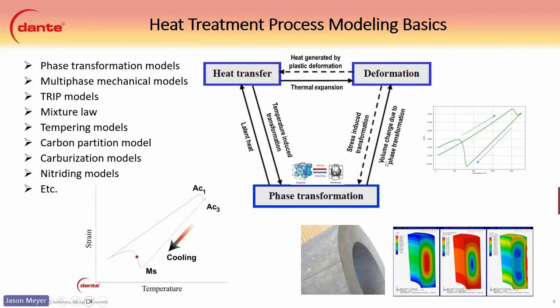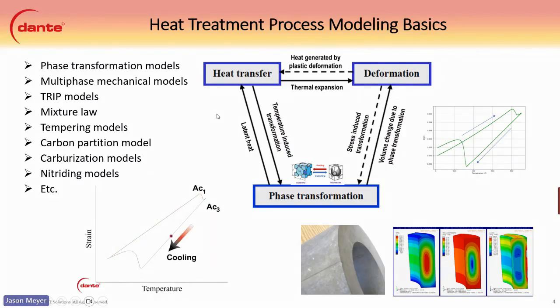And then the volume changes from those transformations link the phase transformation to deformation. Linking heat transfer and deformation, we have thermal expansion, which we showed with these nice straight lines here, the coefficient of thermal expansion. We also have some heat generated from plastic deformation. You can see that in forming processes and stuff like that. So all these are interlinked to lead to the heat treatment model.